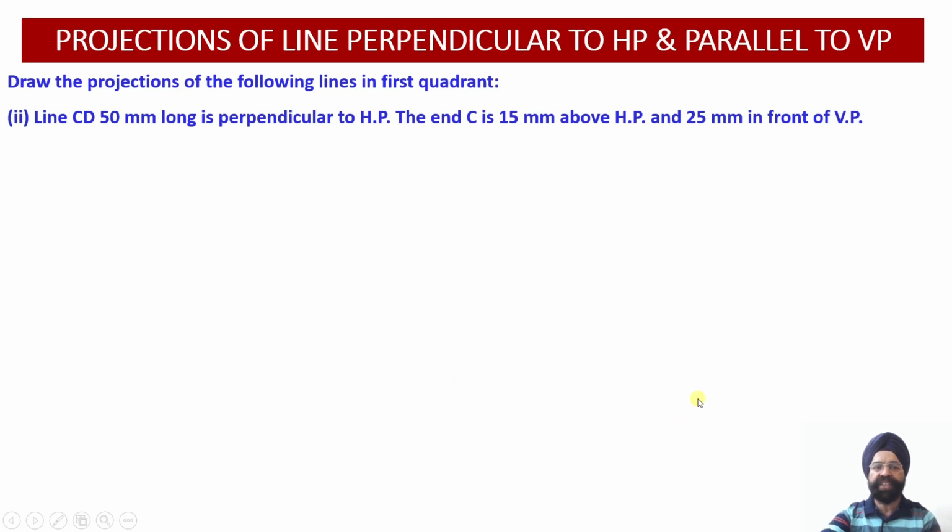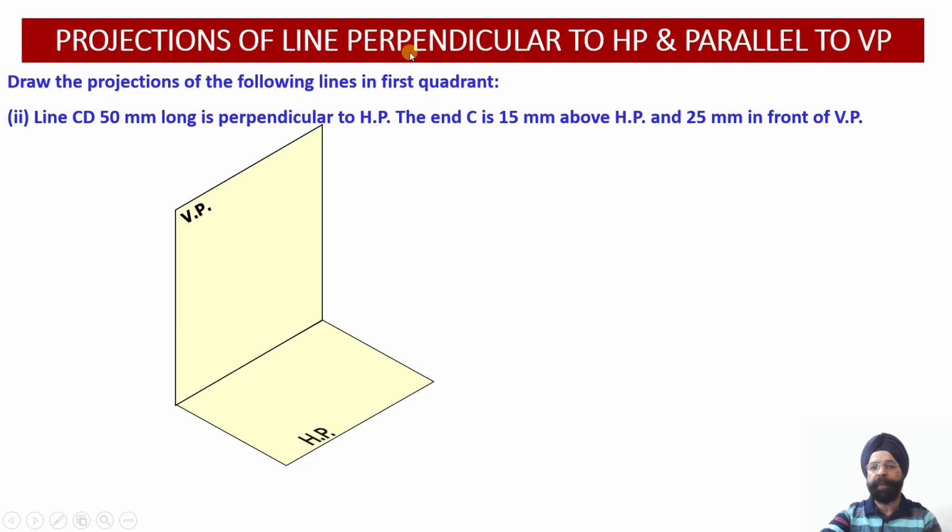Now the second case, now we are going to pick up a line CD which is perpendicular to horizontal plane and parallel to the vertical plane. So this line happens to be perpendicular to HP and parallel to VP. Now let us read out the statement. Line CD is 50 mm long, which is perpendicular to HP. Automatically this will become parallel to VP.